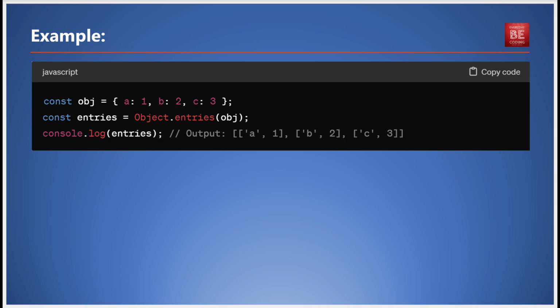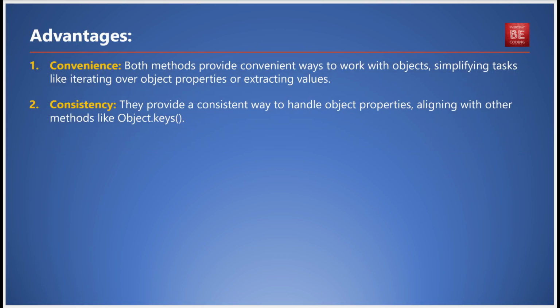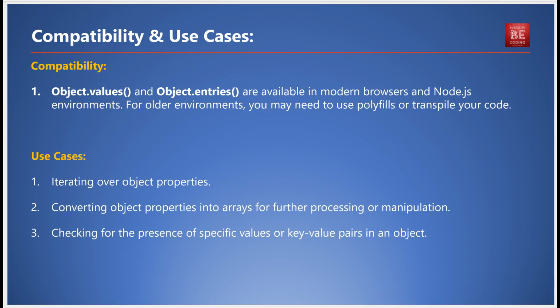processing or manipulation. But what makes these methods so transformative for JavaScript developers? The primary advantage lies in the convenience they offer. They simplify tasks that were once complicated, such as extracting values or iterating over object properties. Moreover, they provide a consistent way to handle object properties, aligning with other methods like Object.keys. This consistency is a key aspect of making the language more intuitive and easier to use. In terms of compatibility, Object.values and Object.entries are widely supported in modern browsers and Node.js environments.